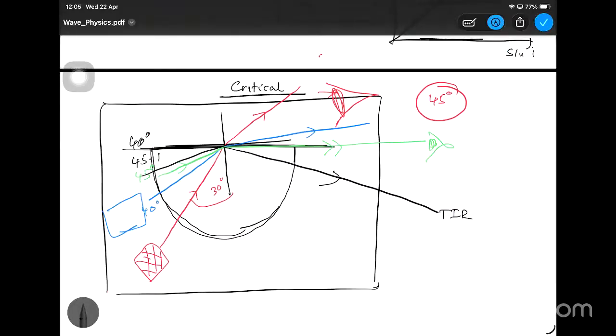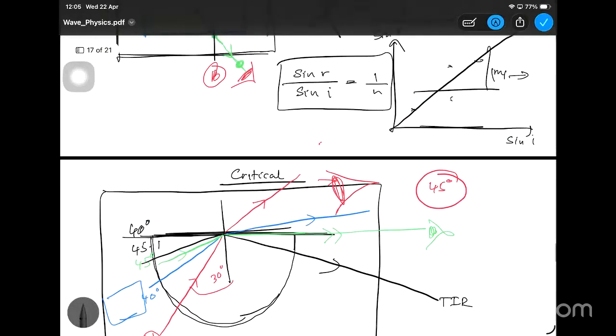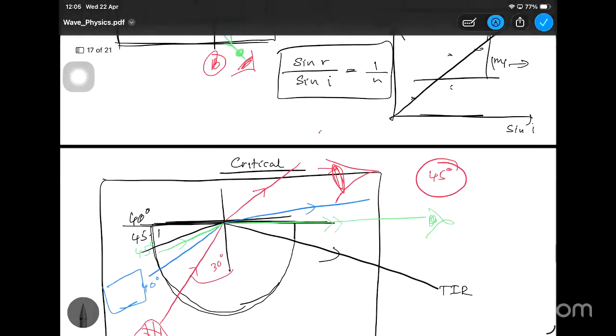So try to understand the difference between these two practicals. If you are measuring the critical angle, then you need to change the angle and see for yourself where you can observe the critical moment.